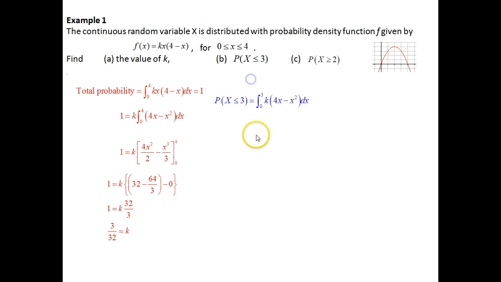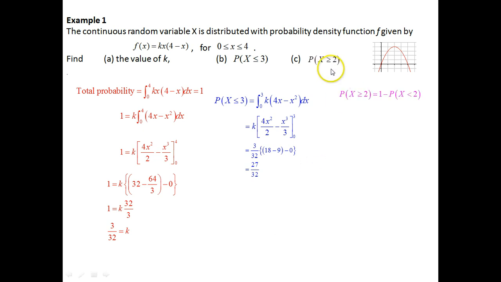Now we need to work out the probability that x is less than or equal to 3. I know my value of k, but I can leave it there for a minute. So I want to integrate less than or equal to 3. My lowest value is 0, so 0 to 3 is the area I want to evaluate, so up to the point 3 there. So I integrate, I get 4x squared over 2, x cubed over 3, I put my 3 in, and my 0 in becomes 0, I evaluate that, it comes to 27 over 32. So that's the probability up to the point 3.